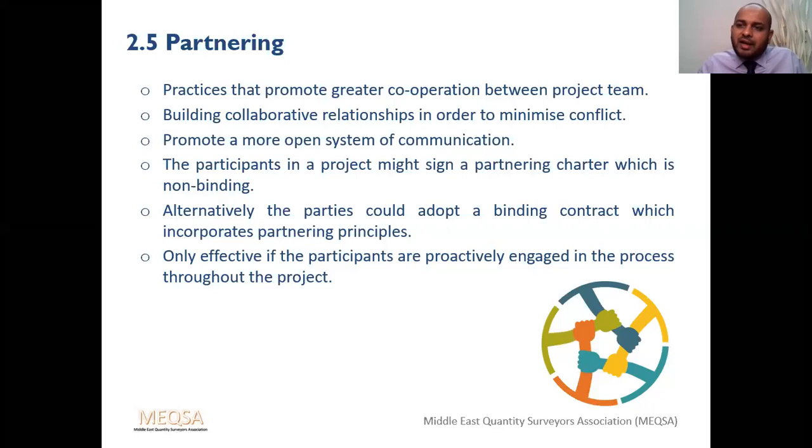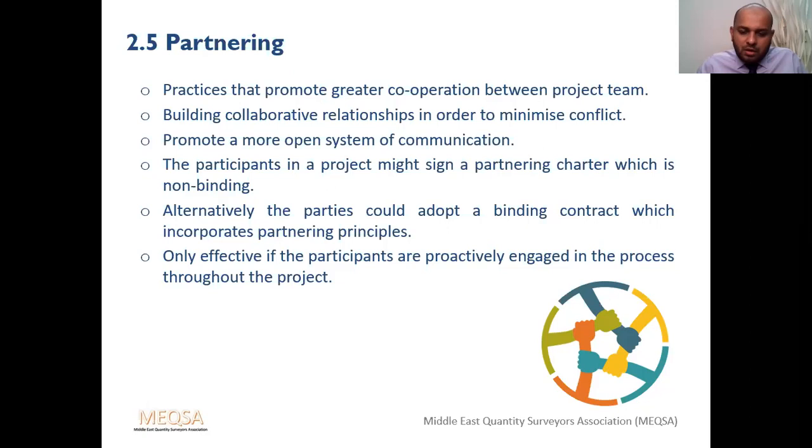It is only effective if the participants are proactively engaged in the process throughout the project. Because if they don't have the intention to work as one team, and their involvement is not proactive, then the concept is not going to work.